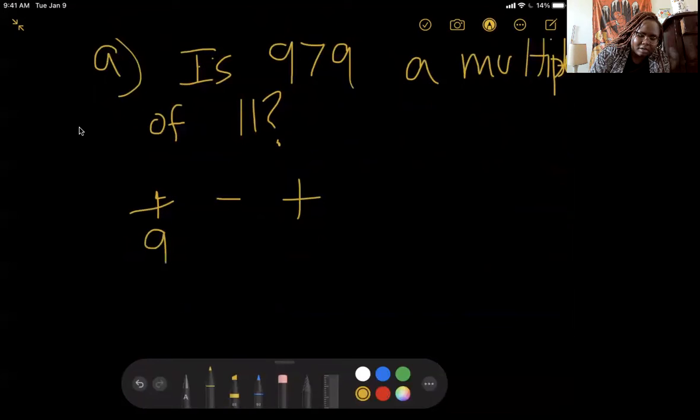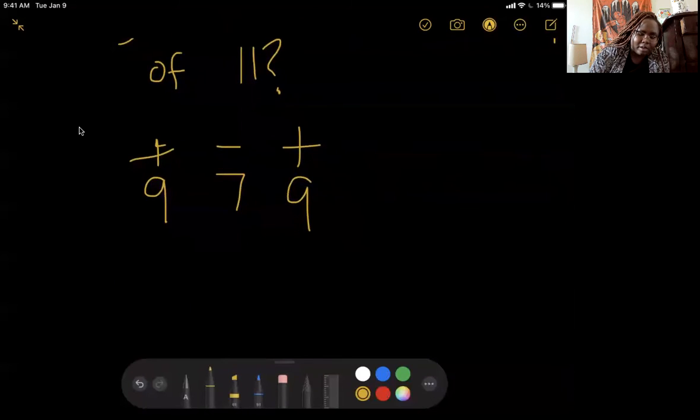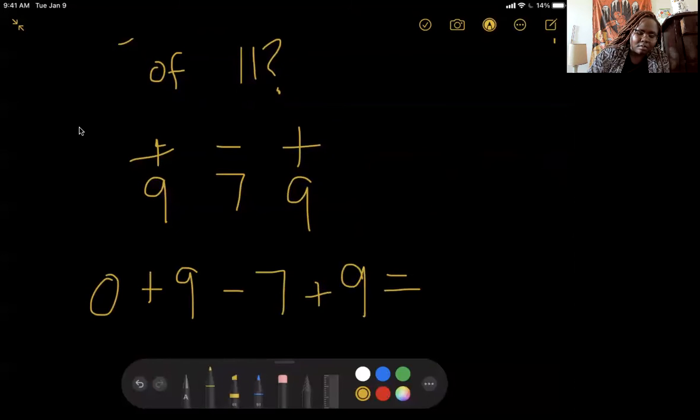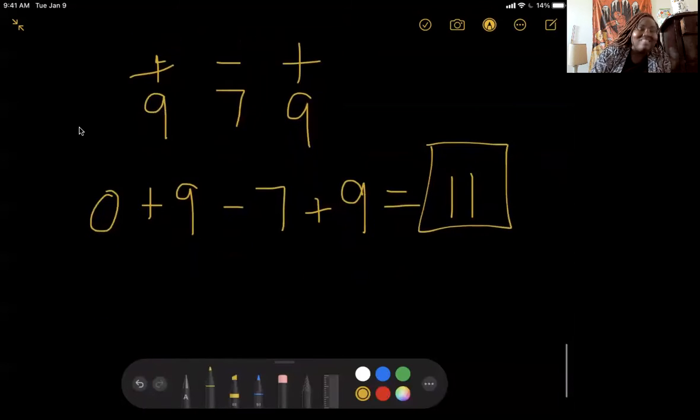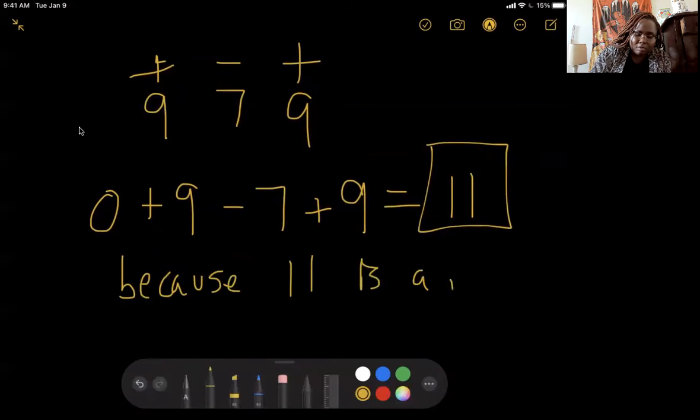I write my numbers underneath, 9, 7, 9. This reminds me that I'm doing 0 plus 9 minus 7 plus 9. 9 minus 7 is 2. 2 plus 9 is 11. Because 11 is a multiple of 11, 979 is a multiple of 11. In fact, it's 11 times 1.